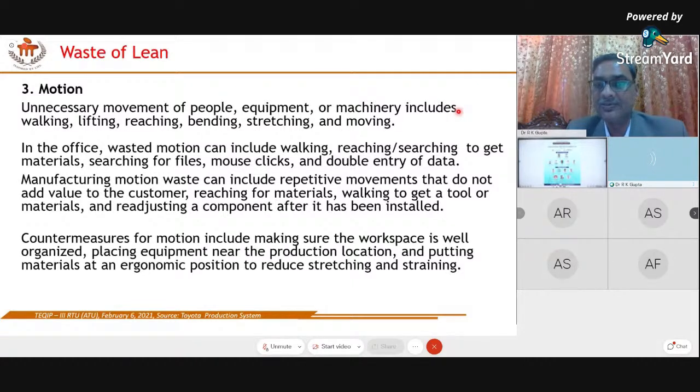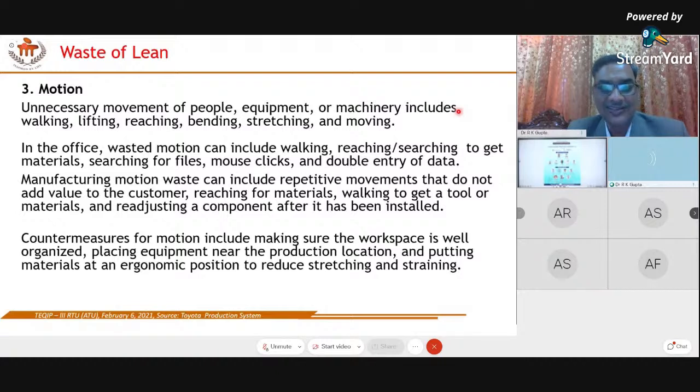Additionally, overproduction also increases the likelihood that the quantities of product produced are beyond the customer's requirement. Like in the office, overproduction includes extra copies, creating reports that no one reads, providing more information than needed, and providing a service before the customer is ready. In manufacturing, overproduction involves producing more products than demanded through a push production system, producing in a higher batch size than needed.